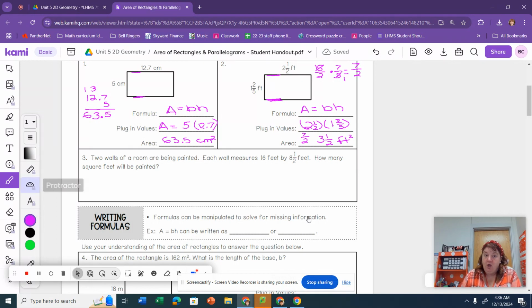Okay, let's look at the next one. 2 walls of a room are being painted. Each wall measures 16 by 8.5 feet. How many square feet will be painted? You guys, this is a really practical one that you would need if you were painting a wall in your house, and you need to know the area so you know how much paint to buy. So I'm going to let you try this problem on your own. Again, area equals base times height. This is the base, or well, technically this is the base, this is the height. Remember to convert this into an improper fraction. And let's see if you can get that answer.